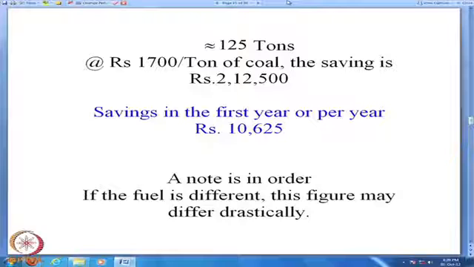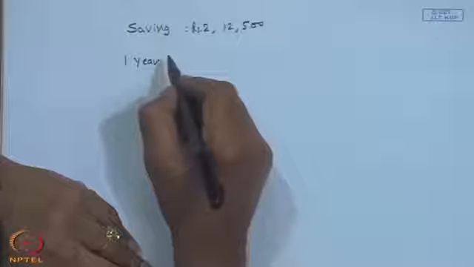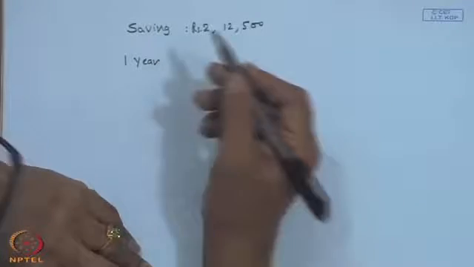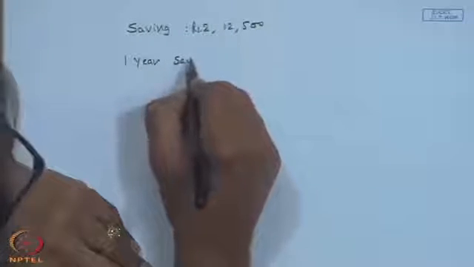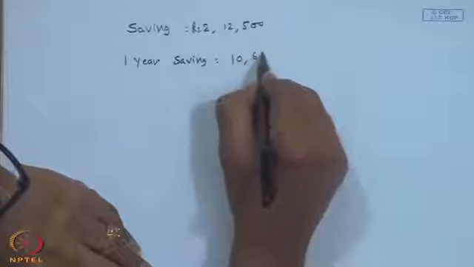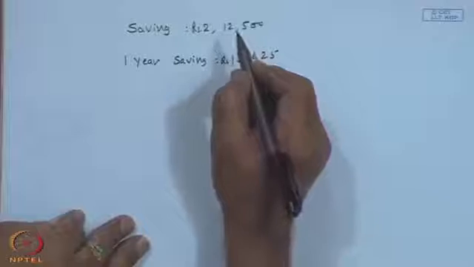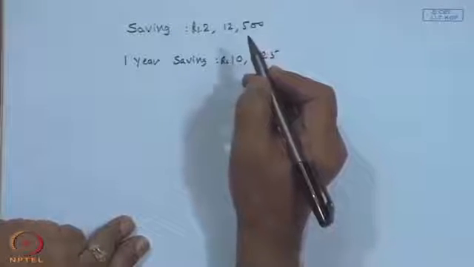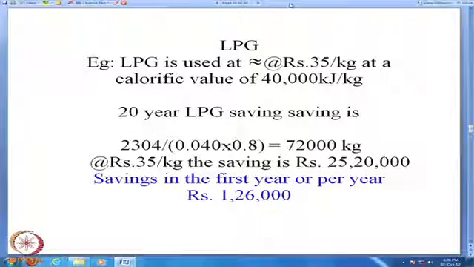But if one year saving is calculated, where you can expect the performance to be stable and the price to remain the same, the first year saving will be just proportionate: 10,625. And a note is in order: if the fuel is different, this figure may differ drastically. So, different fuels.